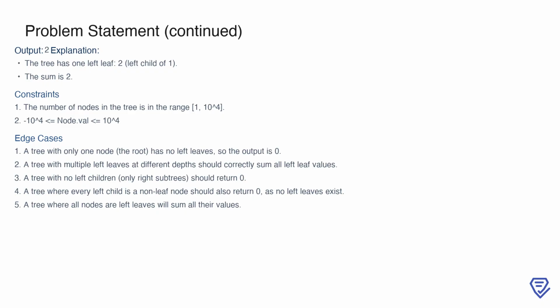Beyond these examples, the problem also comes with certain constraints. The number of nodes in the tree can go up to 10,000, and the values of the nodes can range between -10,000 and 10,000. We also need to consider edge cases, such as trees with no left leaves or trees with left children that are not leaves. By keeping these constraints and edge cases in mind, we can ensure our solution handles all possible scenarios correctly.